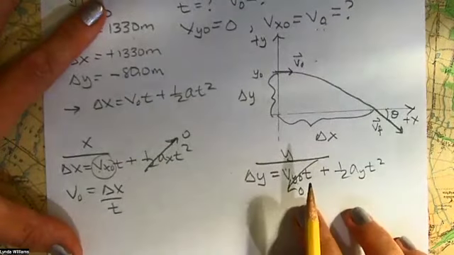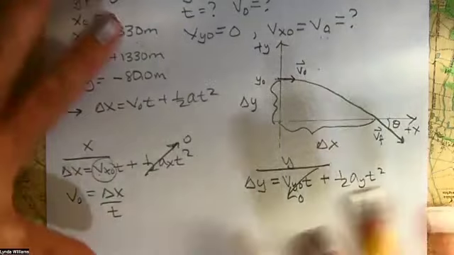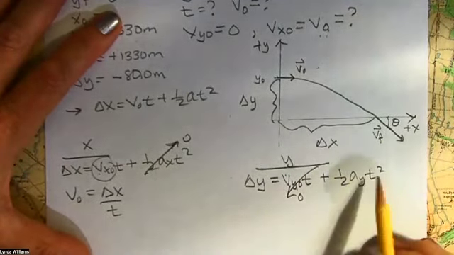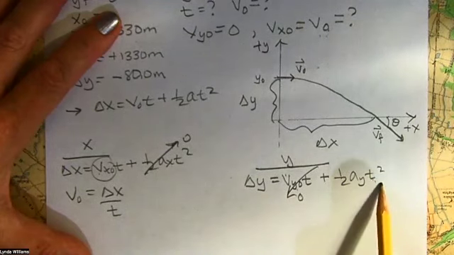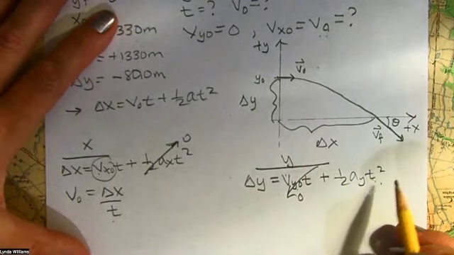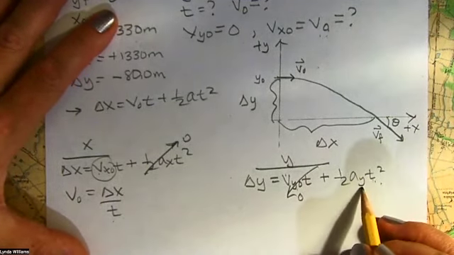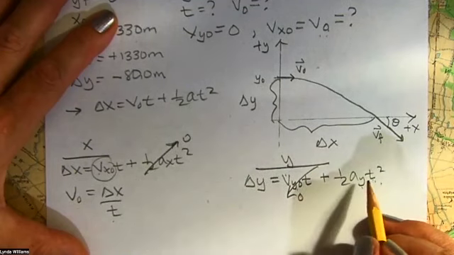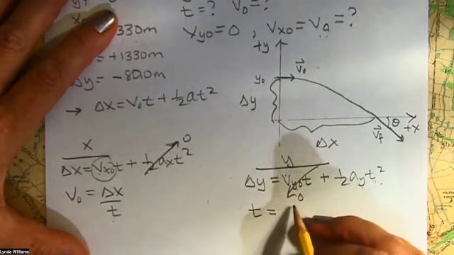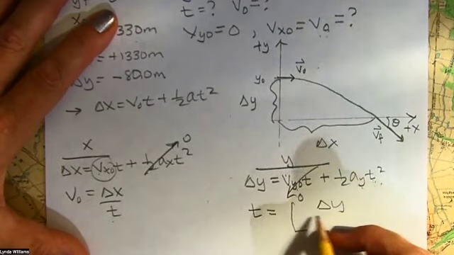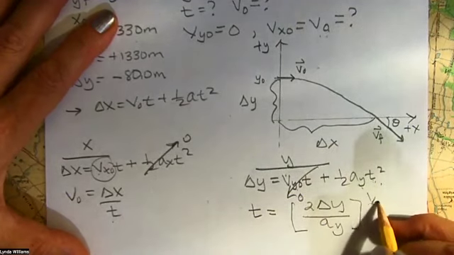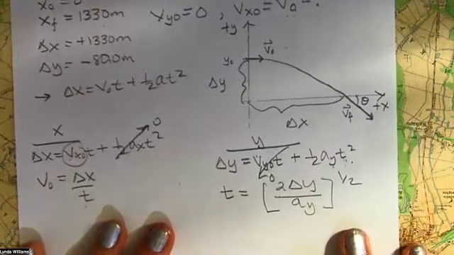If it wasn't, we could still solve the problem, but it would be mathematically more complicated, and we'll do that another time. So now I can solve for the time, right? I need the time to put it in here, so I can determine what the initial velocity is. So let's go ahead and do the algebra here: multiply both sides by 2 and divide by ay, and I get delta y times 2 divided by ay, all to the 1/2. That's my algorithm for the time.